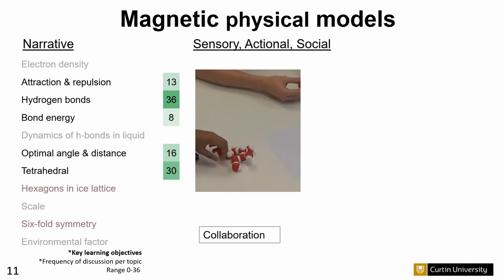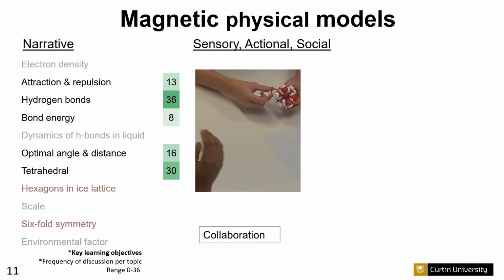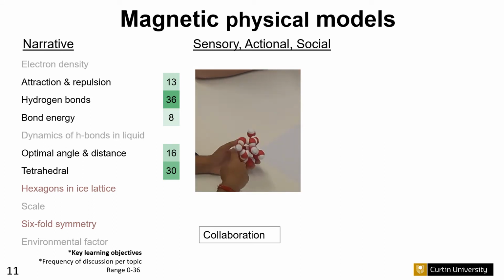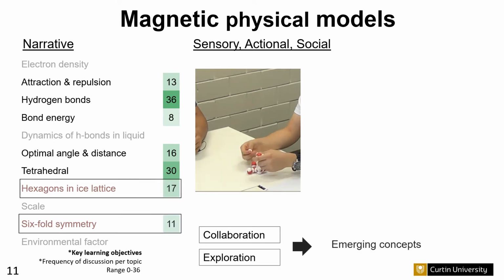However, when they collaborate, some students collaborate better by sharing their models, and therefore they can create more complex structures. So this collaboration allows more actions like shaking the molecules to test which structures are more optimum. Because of this, there are emerging concepts such as hexagon in ice, which relate to the six-fold symmetry of snowflakes. We did not expect this to come with this media.